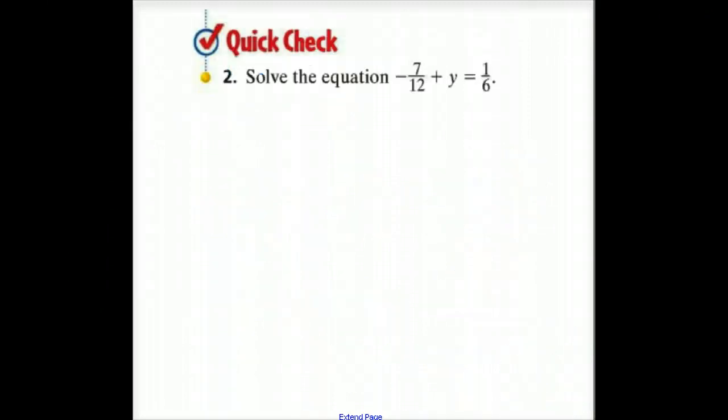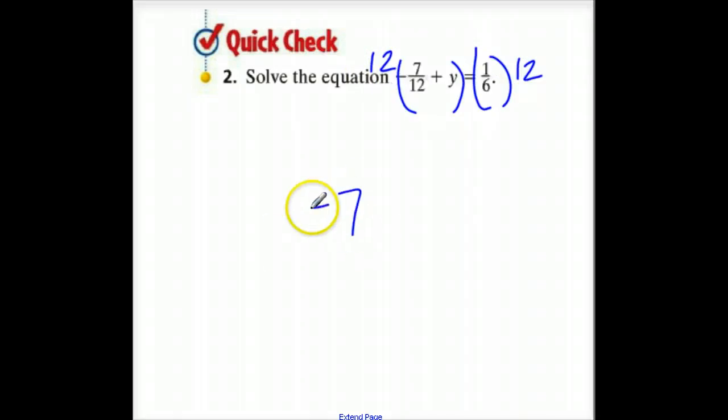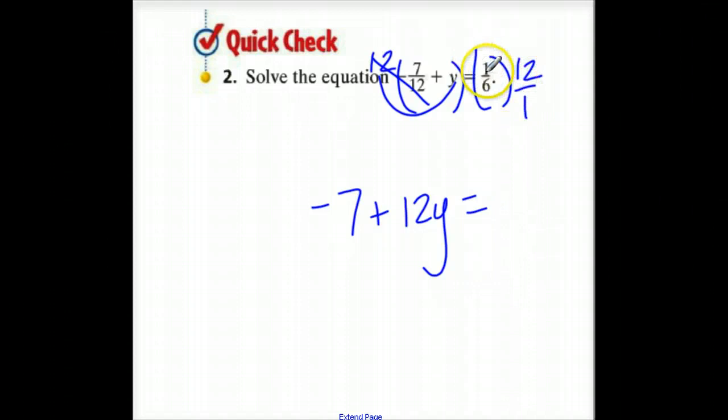Let's do another example. So here's an equation. I notice there's two fractions. I want to get rid of both those fractions by multiplying both sides by a multiple of 12 and 6. Well, these numbers both go into 12. So I'm going to multiply both sides by 12. 12 times negative 7 divided by 12 is negative 7, because the 12s cancel out, plus 12 times y, so 12y, equals 1 times 12 equals 12, 6 times 1 is 6, 12 over 6 equals 2.